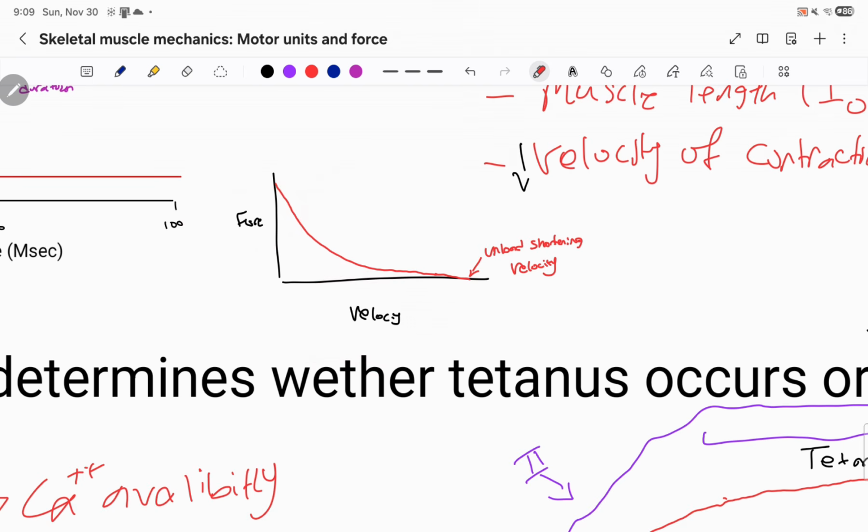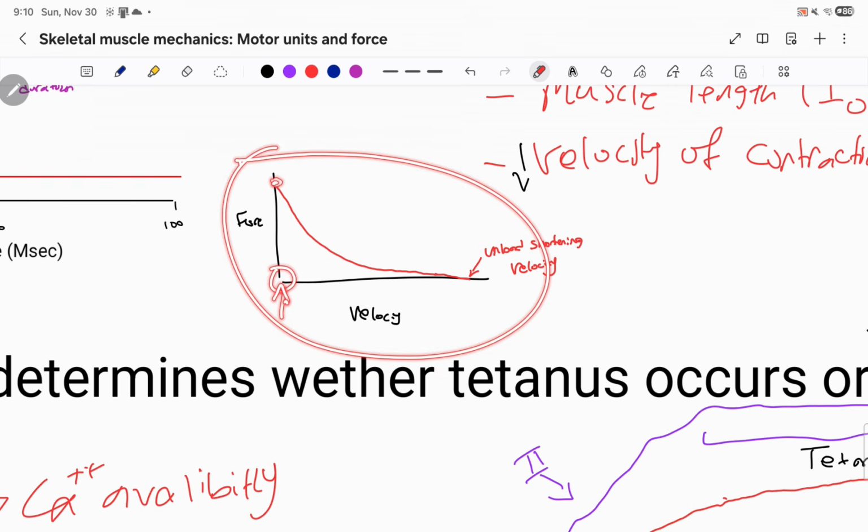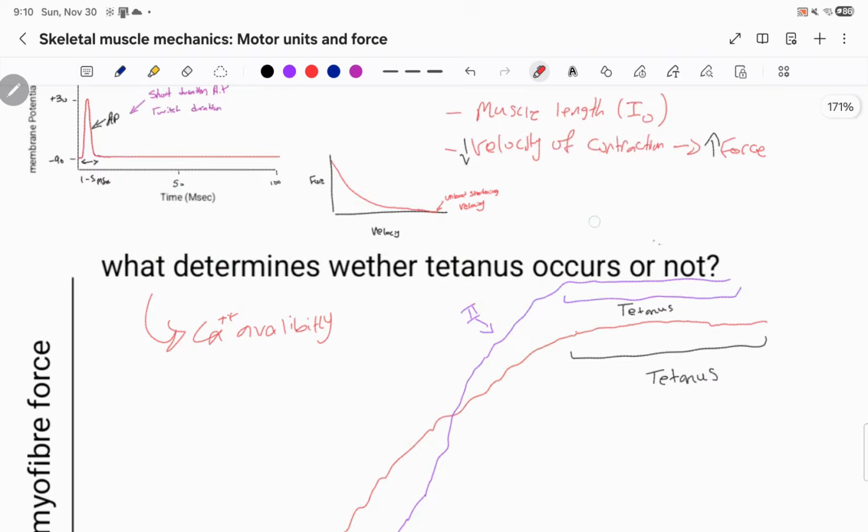Now, like I said, this is concentric. The point at which velocity is 0 is an isometric contraction. So this right here is isometric. And in this specific graph that I've drawn, an isometric contraction produces the highest amount of force, okay? Now, why? Because the velocity is 0.